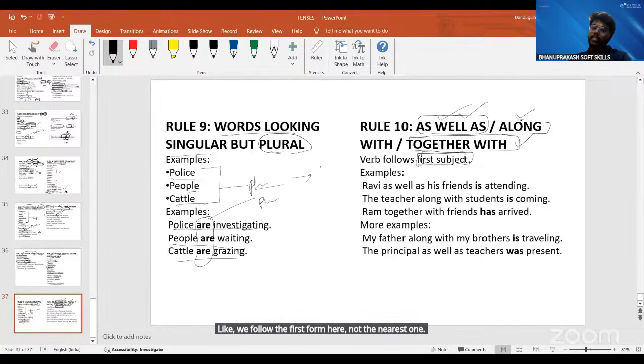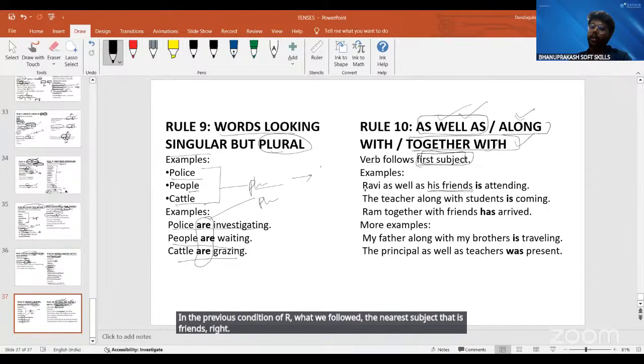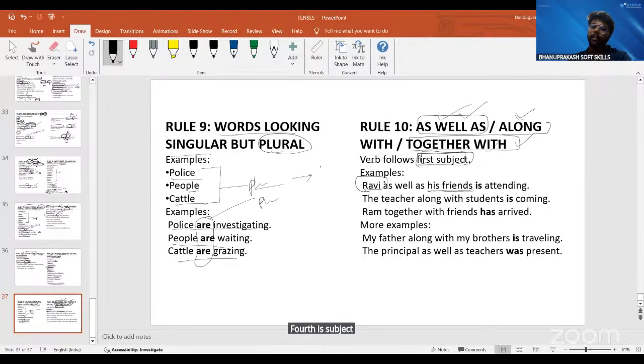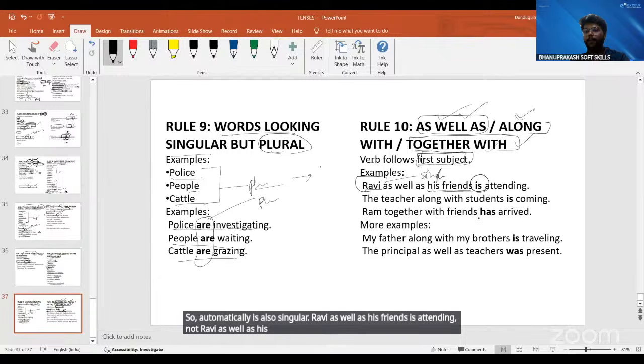So for things like 'as well as', 'along with', 'together with', for example, here you can see 'Ravi as well as his friends'. In the previous condition of 'or', what did we follow? The nearest subject, that is friends, right? But in this condition, we have to focus on Ravi, which is the farthest subject. So what is Ravi here? Singular. So automatically 'is' is also singular. 'Ravi as well as his friends is attending', not 'Ravi as well as his friends are attending'.